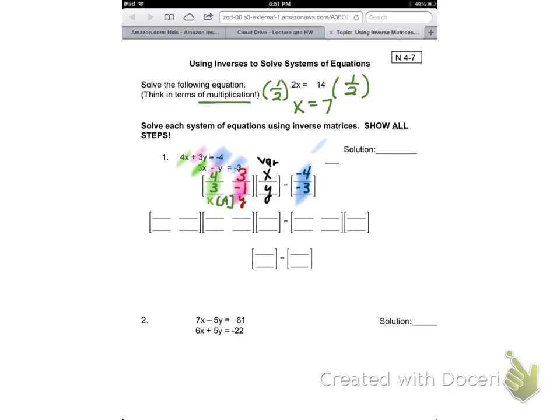Okay? So, let's rewrite those down here. You're going to have 4, 3, 3, -1, x, y. And then over here, you're going to have -4 and -3. Now we're going to enter this one ultimately in our B matrix in your calculator. Now remember, this is dimensions here. This is a 2 by 1 matrix. And this is a 2 by 2 matrix right here.